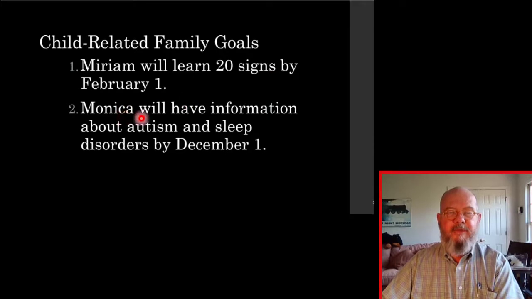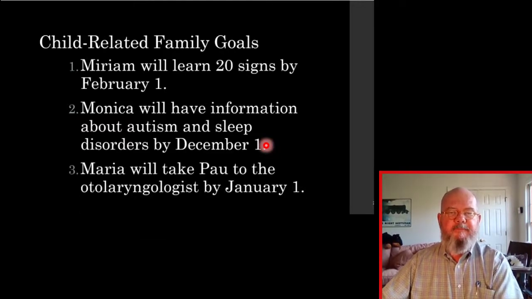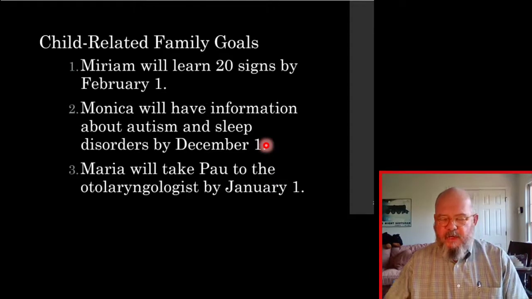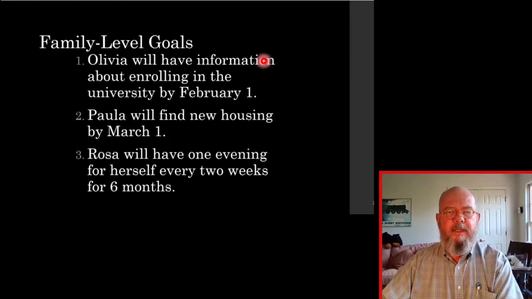Monica will have information about autism and sleep disorders by December 1st. So again, the goal is for her to have information related to her child. So it's a child-related family goal. Another one is Maria will take Pau to the otolaryngologist, that's the ear, nose, and throat doctor, by January the 1st. This is obviously because of a need that her child has. So these are child-related family goals. But there are other goals that are not directly related to the child at all. For example, Olivia will have information about enrolling in the university by February the 1st.